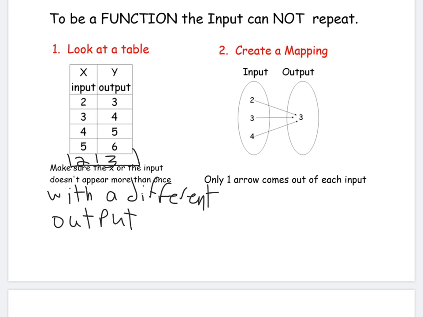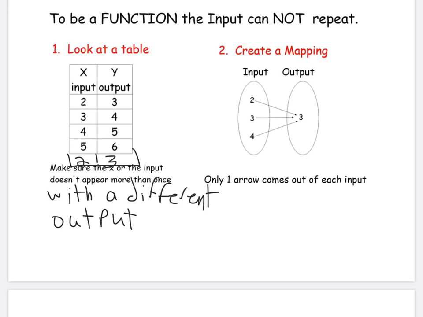Another thing that you could look at is a mapping. A mapping is a diagram that connects each input in one circle to its corresponding output in the opposite circle. So this mapping that you're looking at is considered a function because each input only has one arrow coming out of it, meaning it only has one output.